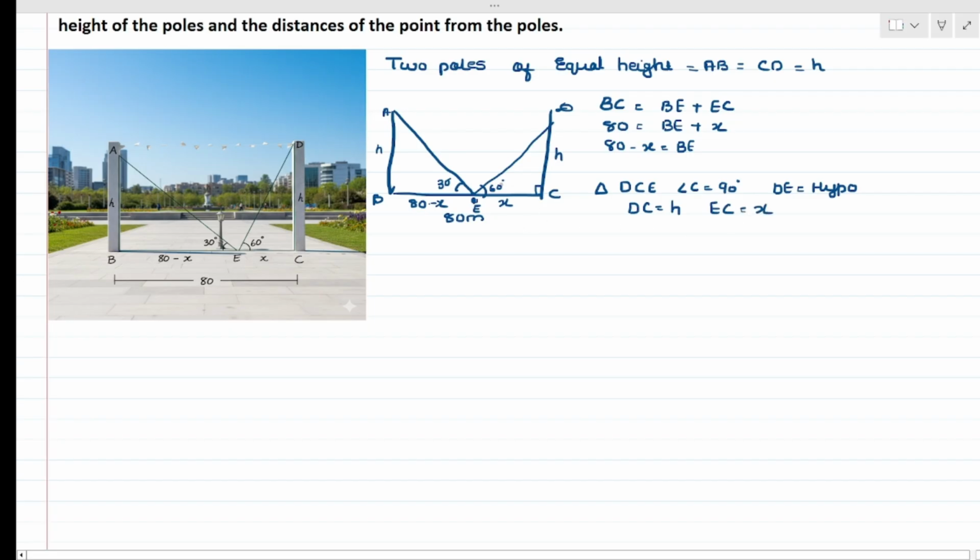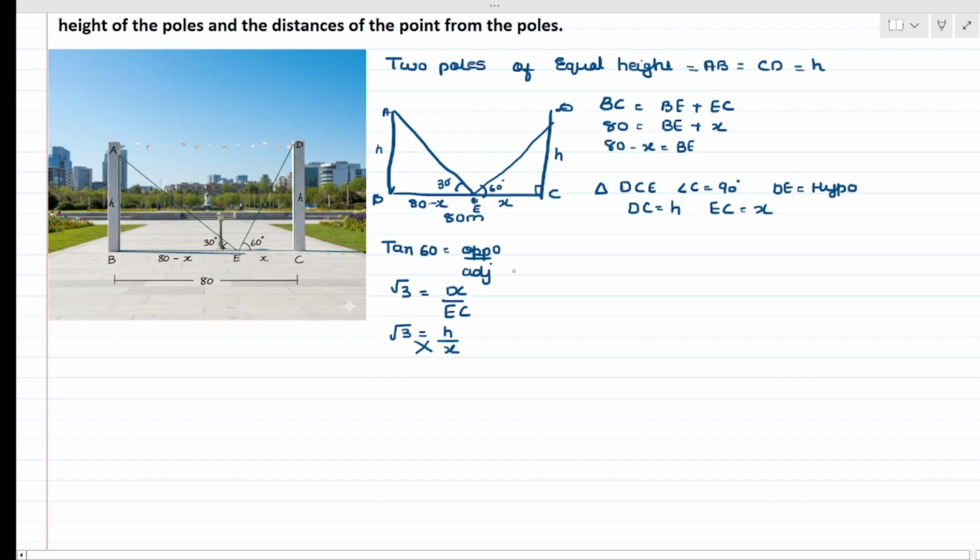Again, opposite upon adjacent, that means you will take your value of tan theta. So, go for tan 60 equals opposite upon adjacent. As we learned earlier, tan 60 is under root 3. So, write down over here root 3 is equal to, what is my opposite side? My opposite side is DC upon EC. So, under root 3 equals H upon X.